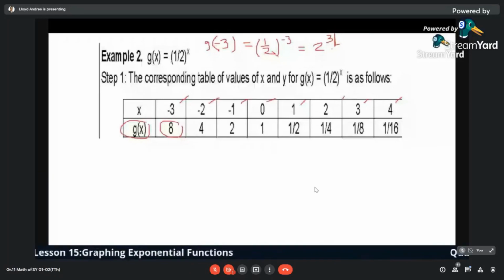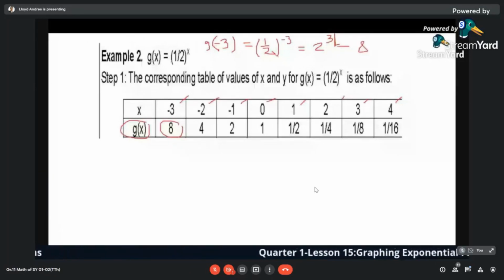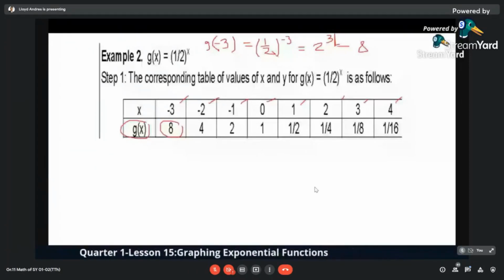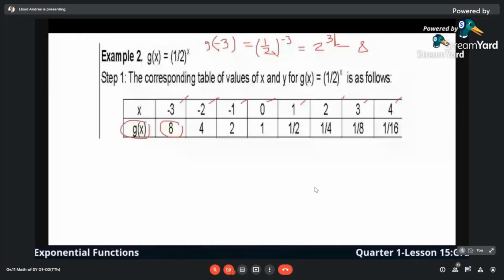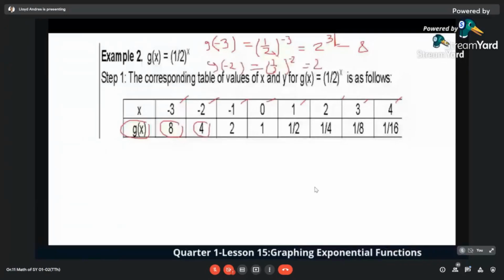Same again, g of negative 2. G of negative 2 is 1/2 exponent negative 2. And the reciprocal of 1/2 is 2 exponent 2, and that is 4. So you do the same process until you reach this.